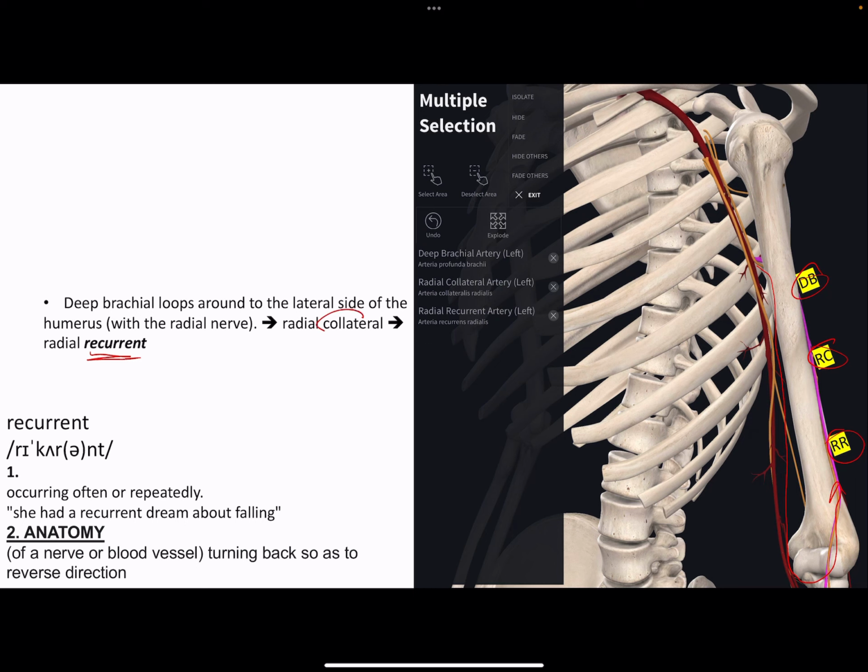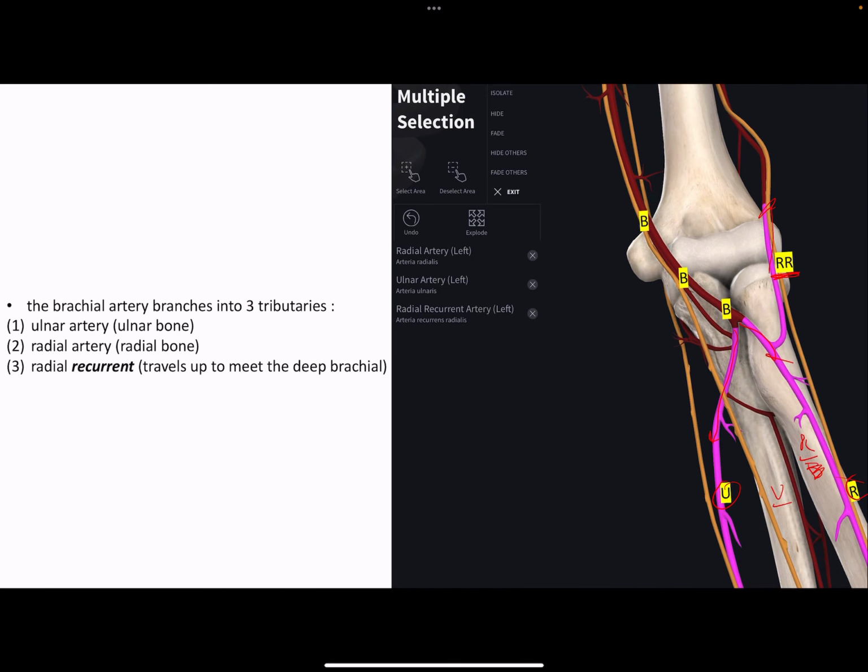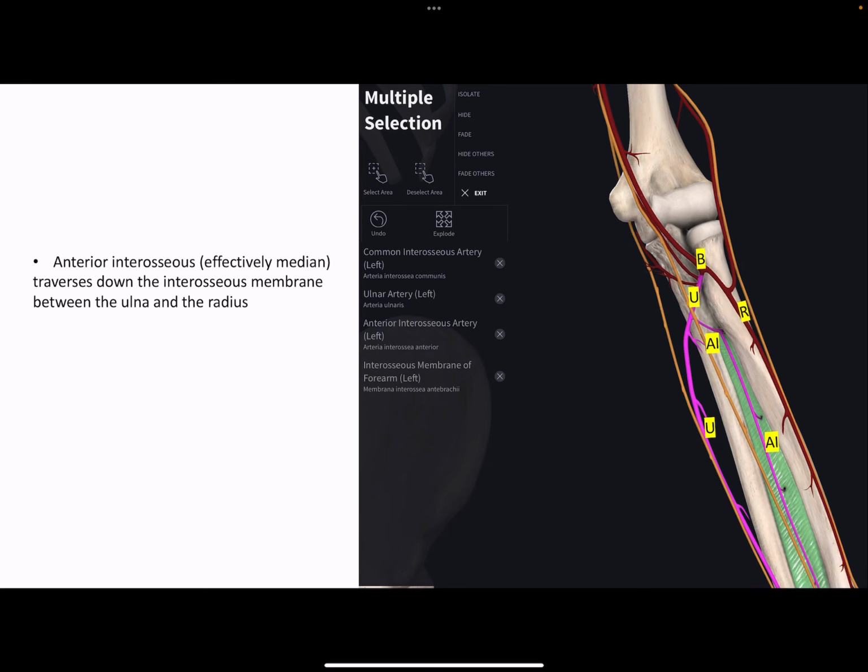We can even think about it. It's called collateral, right? I mean, it's literally called collateral, so it's collateral circulation. So the fact that it's collateral and recurrent should have clued us off. But yeah, so the radial recurrent means with the collateral, which means with the deep brachial, which, again, around the time that the radial nerve sort of splits off, is where the deep brachial breaks off from the regular brachial.